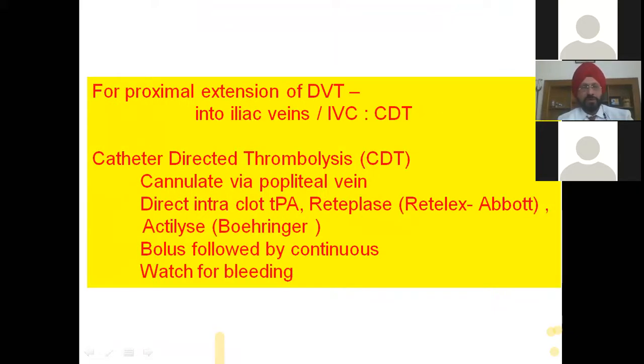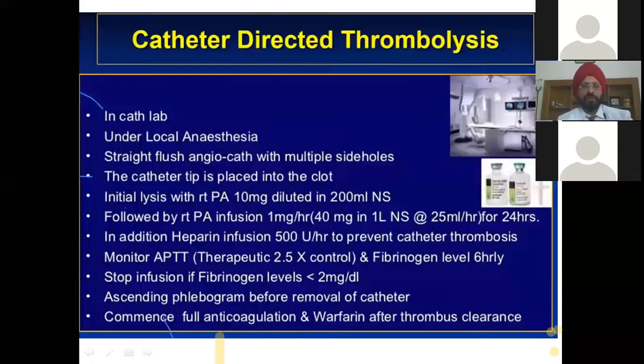This is how most of us do it. You cannulate the popliteal vein, inject either tPA, Reteplase, or Actilyse, bolus followed by continuous, and of course you have to very carefully monitor for bleeding. And at the end of it, you have to do a check venogram. The next day, you remove the catheter. It quite often will unmask underlying stenosis, which probably should be dealt with ballooning and maybe stenting at the very same sitting. So this is how most of us are doing catheter-directed thrombolysis.